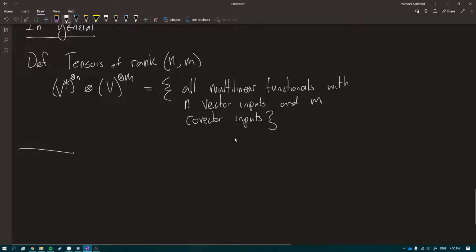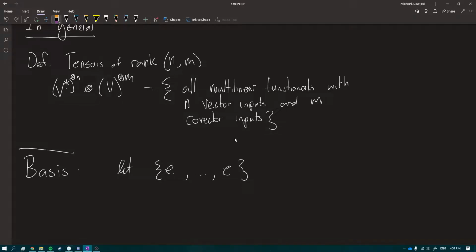And if we were to find a basis for this, remember, a basis is a set of basis vectors. So let E1 through En, actually I'm going to do uppercase notation for this. E1 through En, it's a basis for, oh no, sorry, I do need lower indices. So this is a basis for V star.